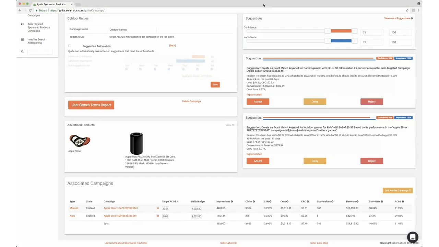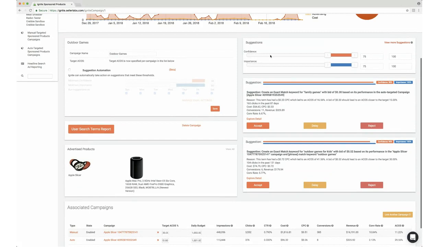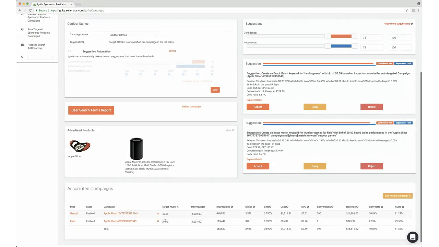All right, so you can change this at any time inside the campaign. Also, during the creation of your Ignite managed campaign, you can specify this during the initial setup. Now, when you're looking for the suggestions that you have over time, these will develop over just a couple days or so. Ignite will use your target ACoS that you've specified, analyze your campaigns, and provide those suggestions for you.